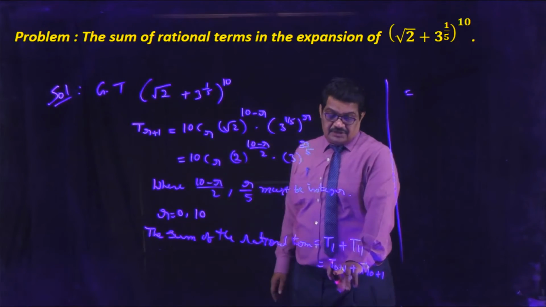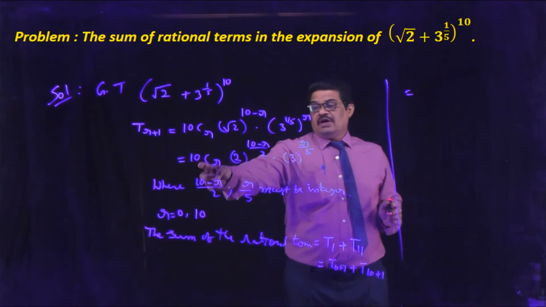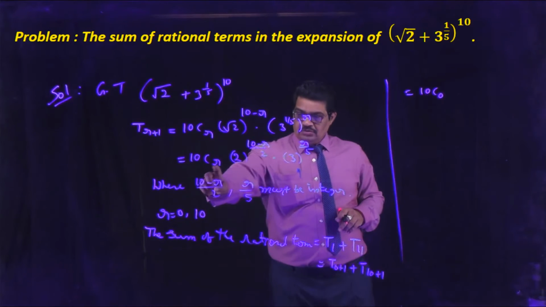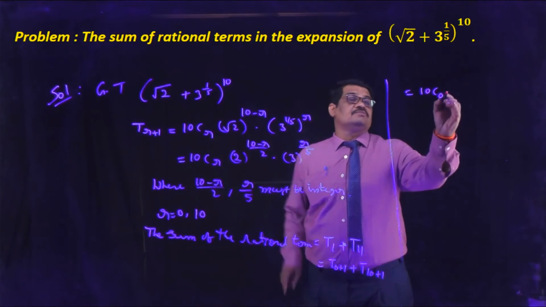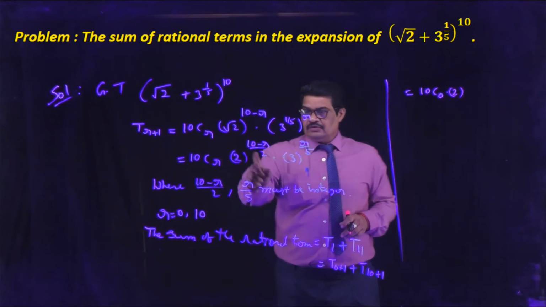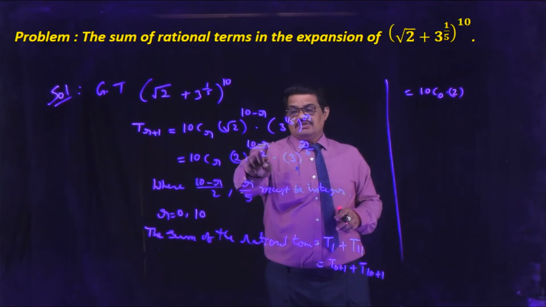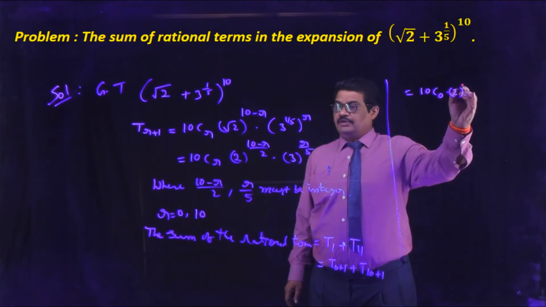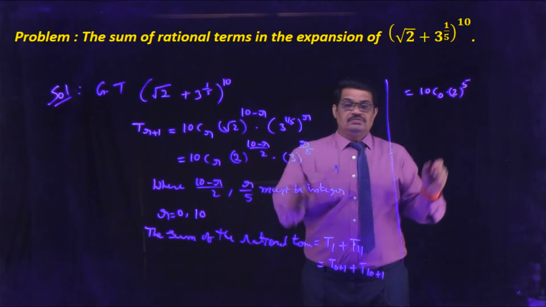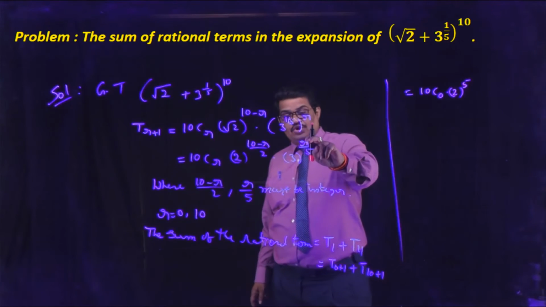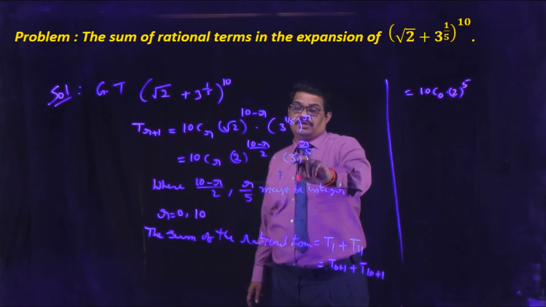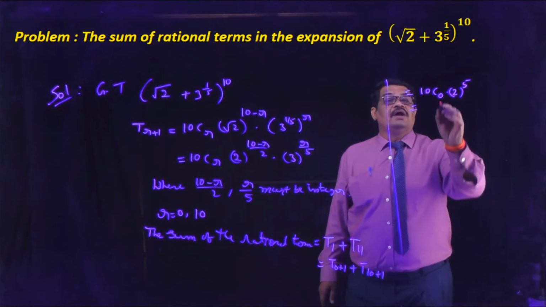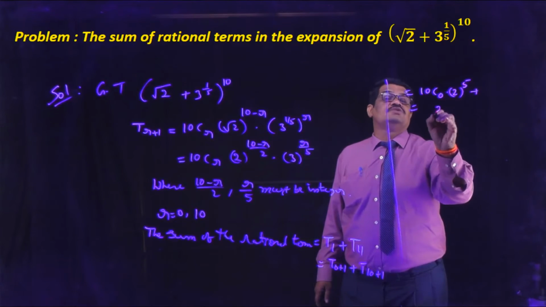Okay, now we write these terms. So taking r equal to 0, that is 10C0. Then the remaining terms are 2 to the power of (10 minus 0) by 2, that is 10 by 2, that is 5, into 3 to the power of 0 by 5, that is 3 to the power 0, which is 1. So that is 2 to the power 5. So what is here? 10C0 is 1, that is 2 to the power 5.